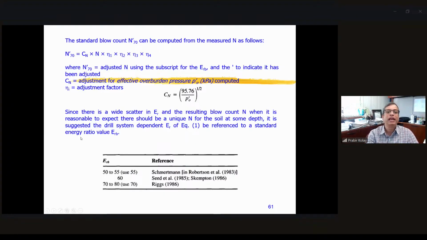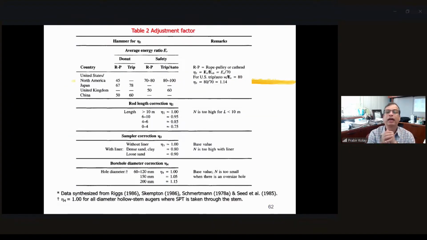So there are different, you see the N70 is CN, that is the adjusted for the effective overburden pressure. And then N is the actual raw N value. And then mu1, mu2, mu3, and mu4, these are the different correction factors or adjustment factors. And that depends on over here, okay? So this can be for the hammer, different type of hammer has different correction.